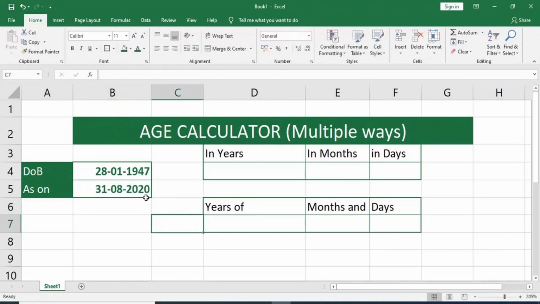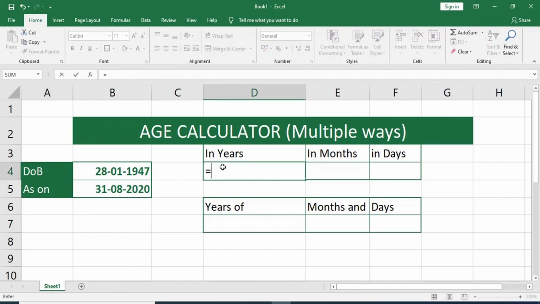So here the dates are available, and if you want to count in years, the formula will be equals to DATEDIF, open bracket, the first argument from, comma, second argument to, comma, and out of this what we would like to calculate, we would like to calculate the years. So double quotes, open "y" and again close the bracket. The total years that he lived is 73 years.